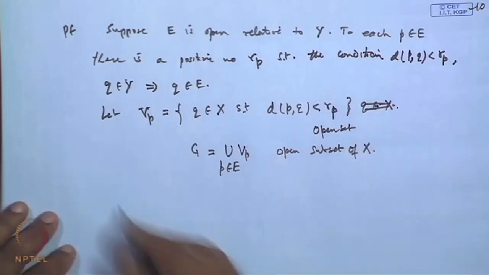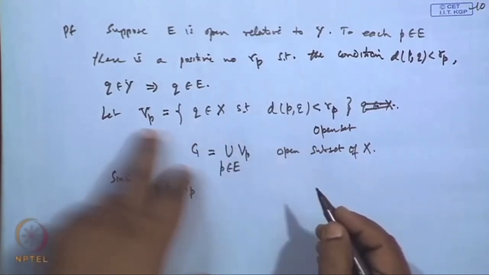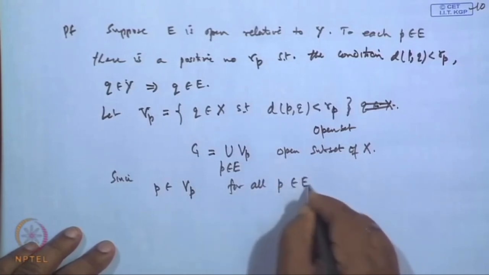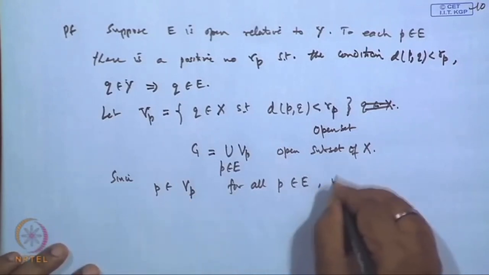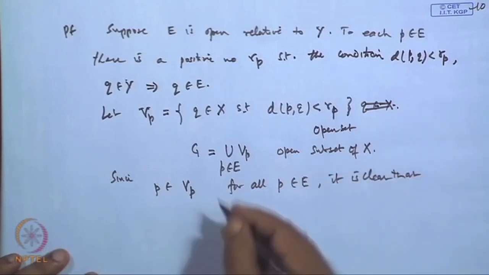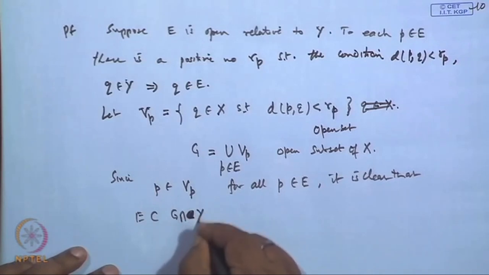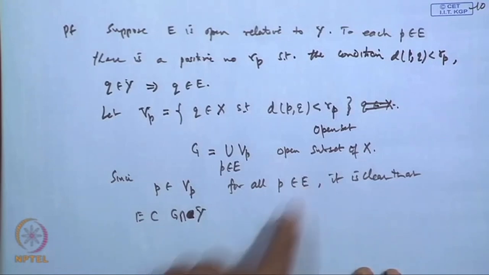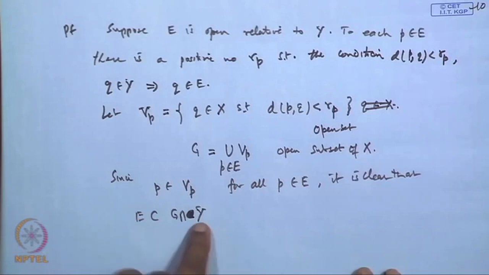Clear? Now, since P is in the neighborhood B_P, which is centered at P with radius R_P, for all P belonging to E, this is by construction, because P is the center of this neighborhood. So it is clear that E will be contained in G intersection Y. Because P is in E and all the points in E belong to B_P, and G is the union of B_P, every point of E is in Y as well as in G. So it is in the intersection, which is obvious.